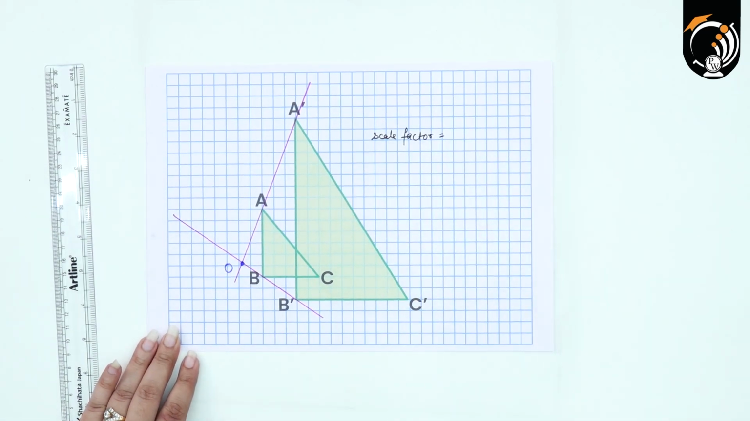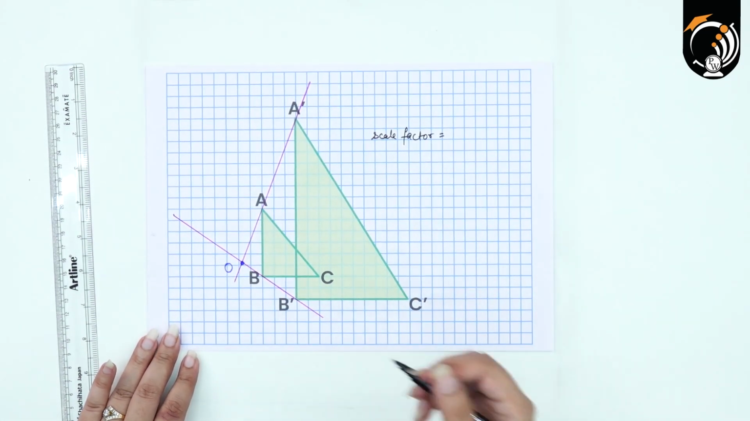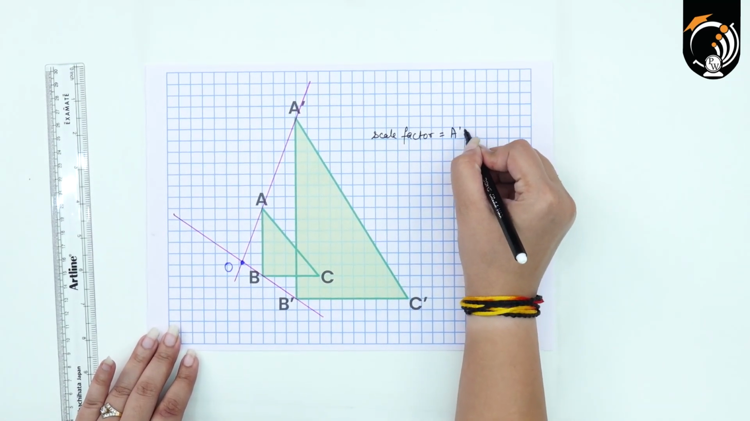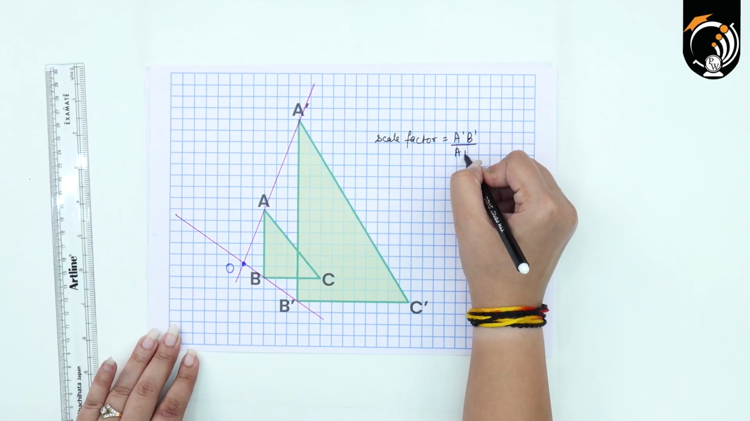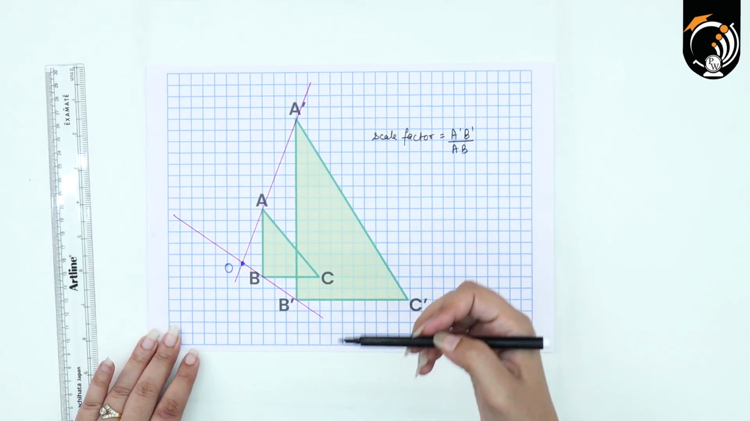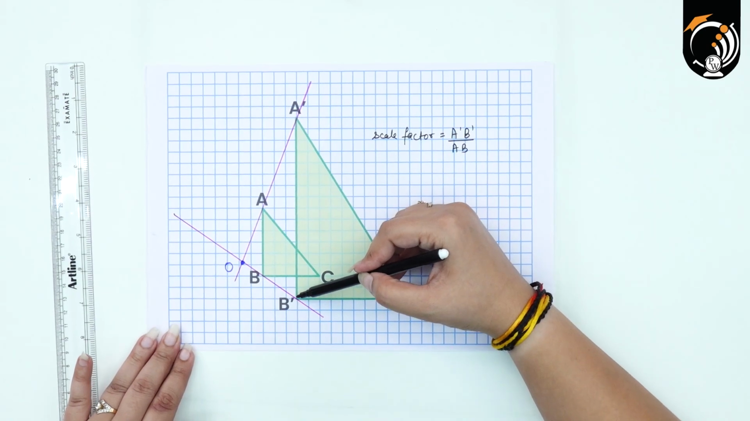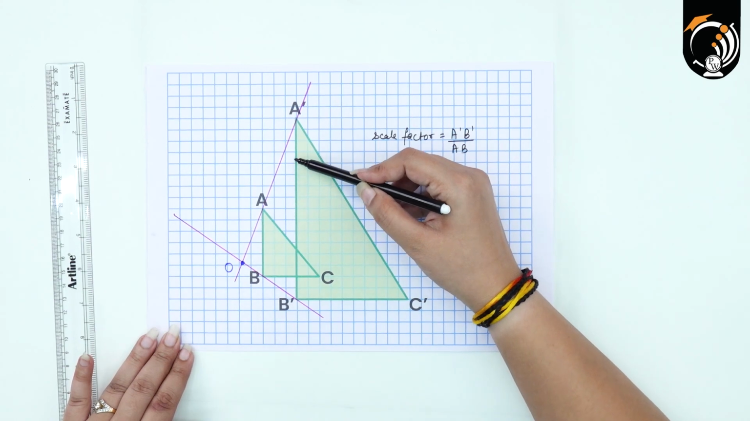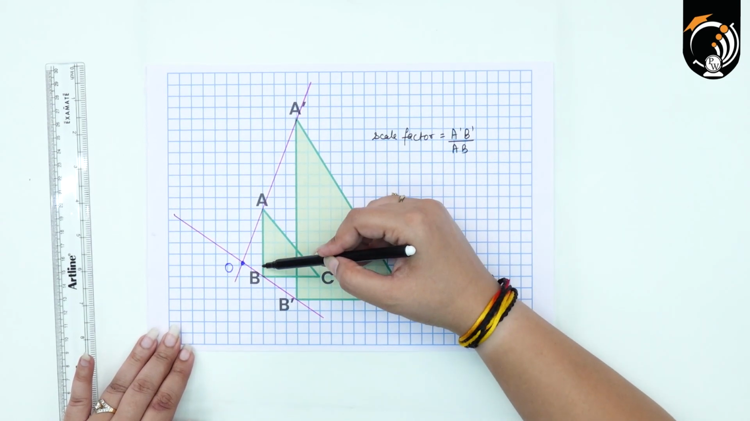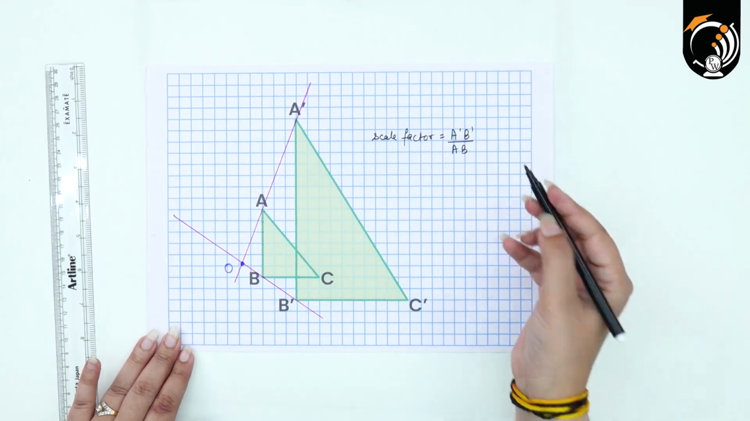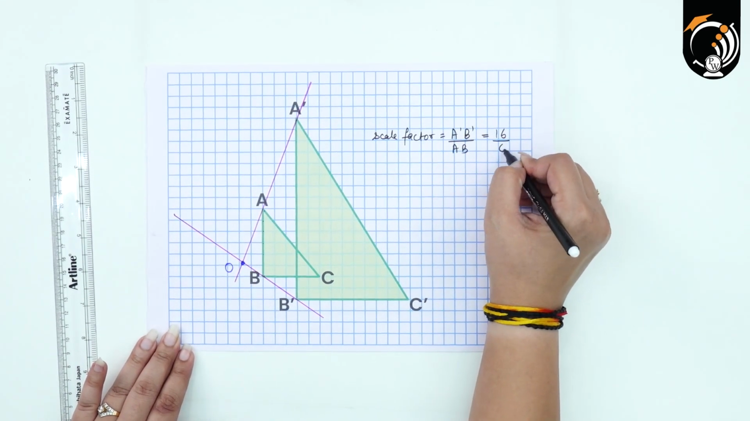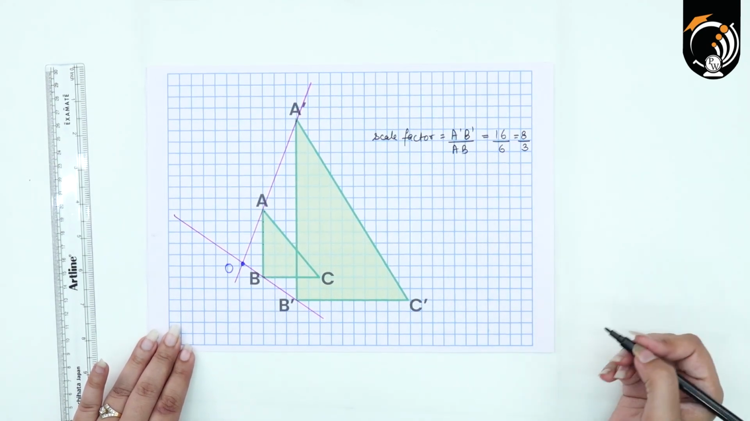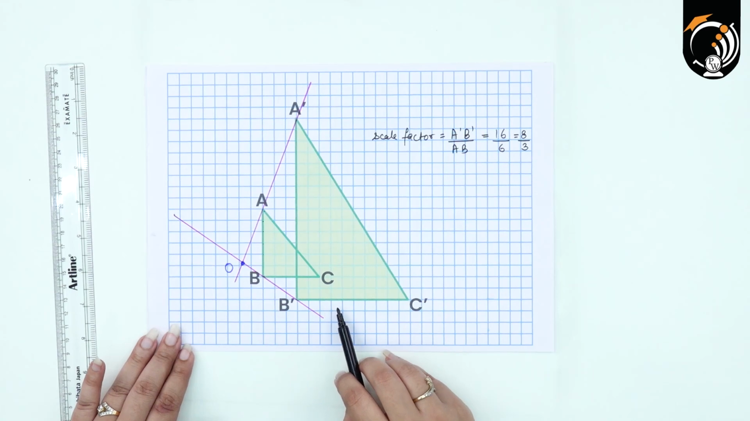In order to find out the scale factor for any two respective sides, we just need to take the ratio of the sides. So we take A dash B dash over AB. Quickly let's check what the ratio is here. 1, 2, 3, 4, 5, 6, 7, 8, 9, 10, 11, 12, 13, 14, 15, 16. 1, 2, 3, 4, 5, 6. The ratio that we can observe here is 16 over 6. If we solve it further, it is going to be 8:3. That is what we have got as the ratio of the sides here.